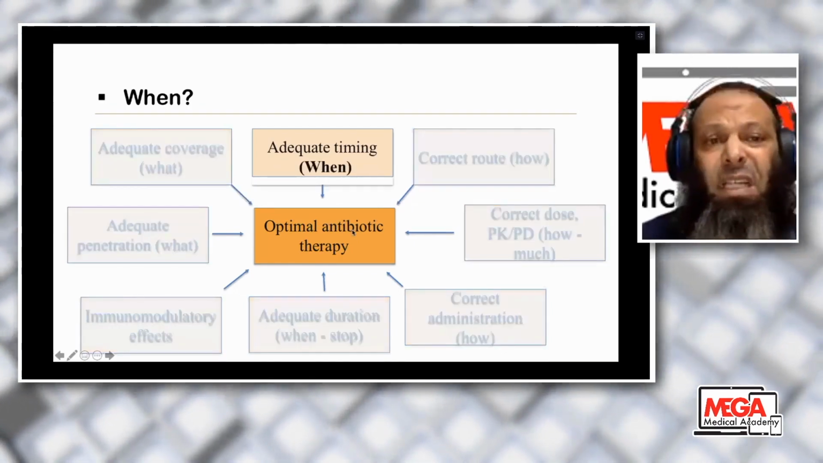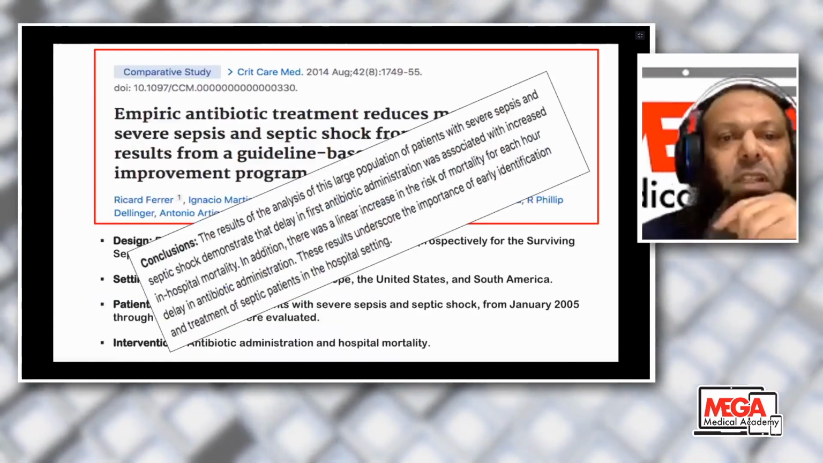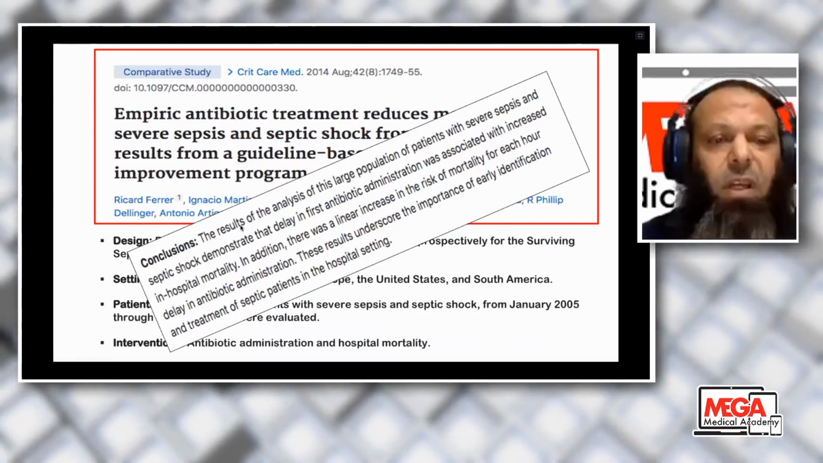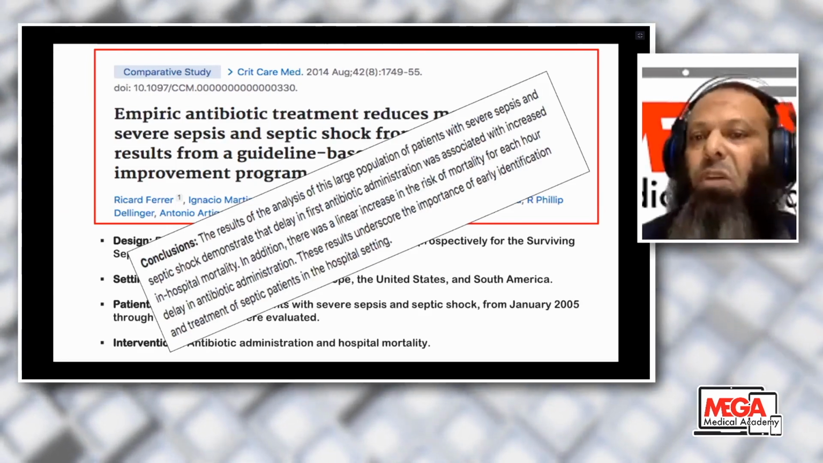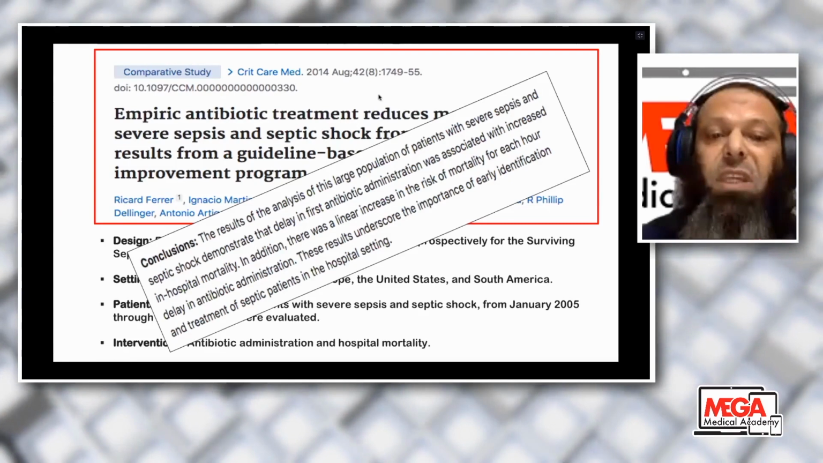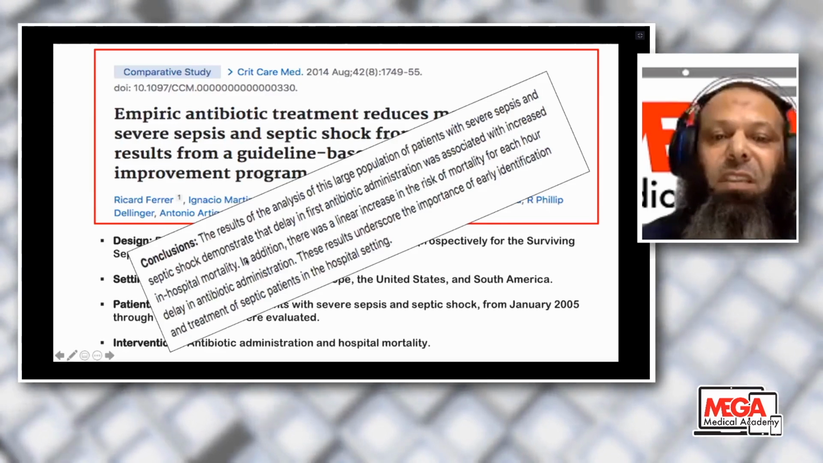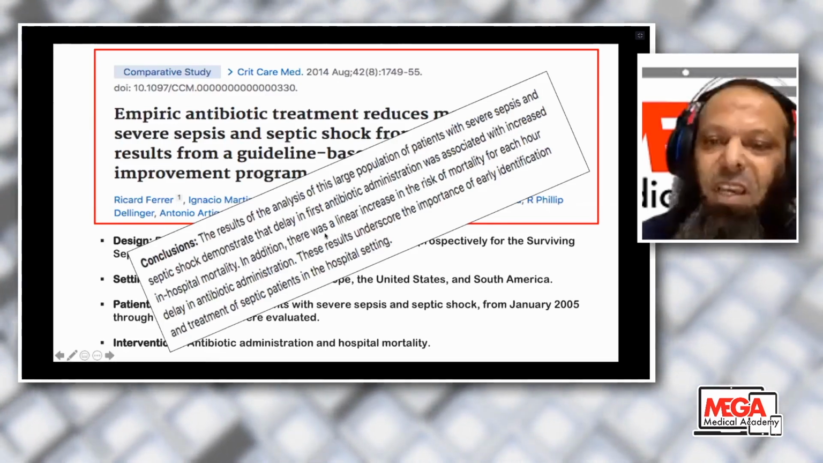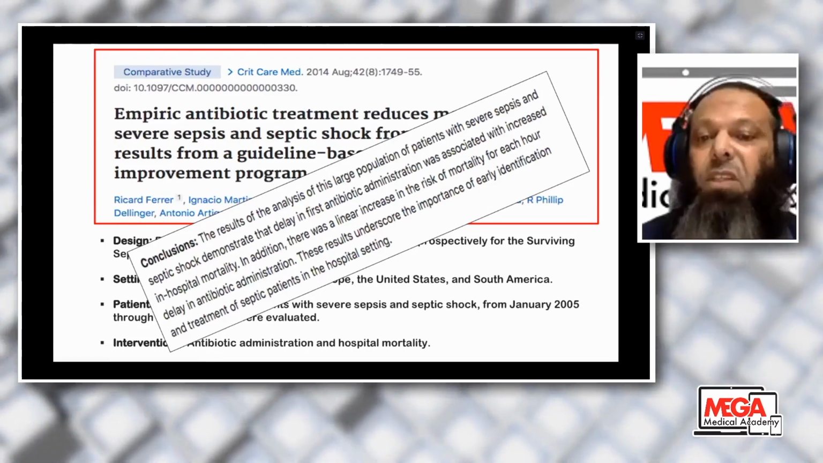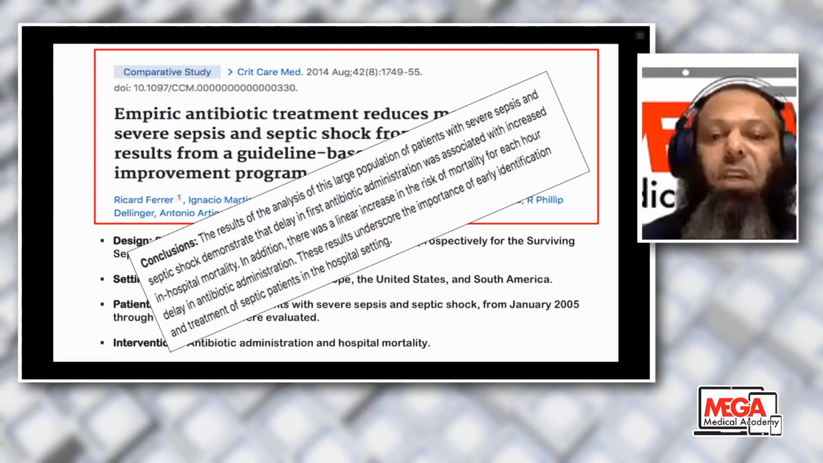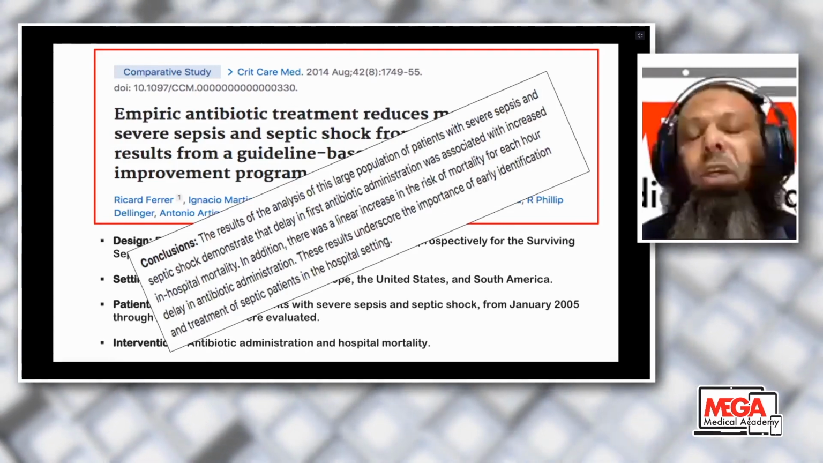For antibiotic therapy timing, there is a study published in 2014 in the Critical Care Medicine journal. The conclusion of this study, an analysis of a large population with sepsis or septic shock, demonstrated that delaying the first antibiotic administration was associated with higher mortality. In addition, there was a linear increase in the risk of mortality with each 1 hour delay of antibiotic administration. These results underscore the importance of early identification and treatment of septic shock and awareness in hospital settings.